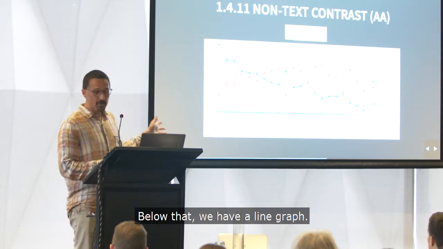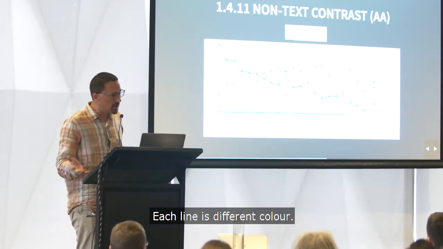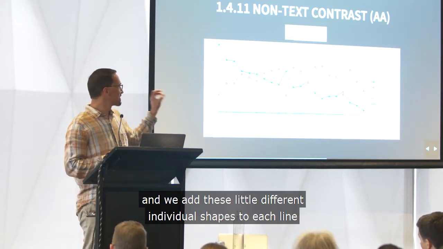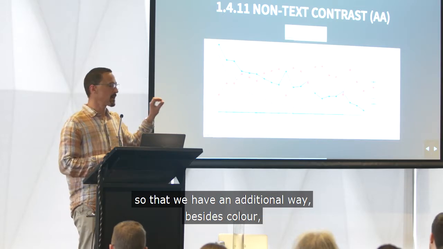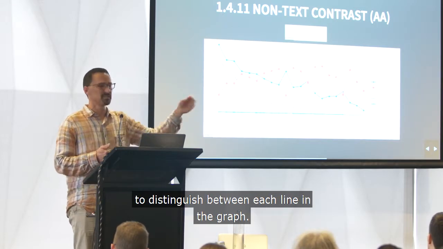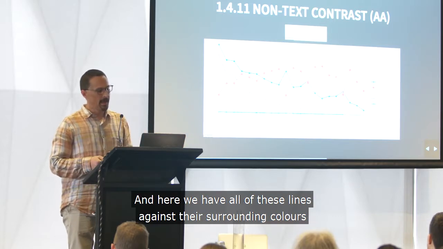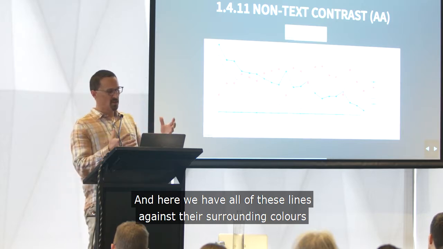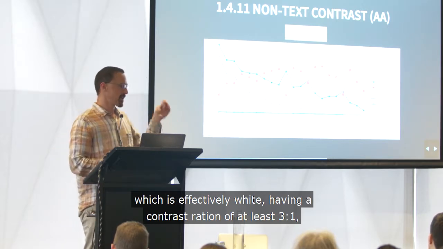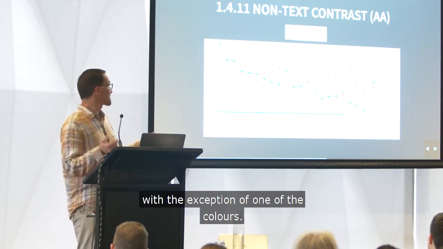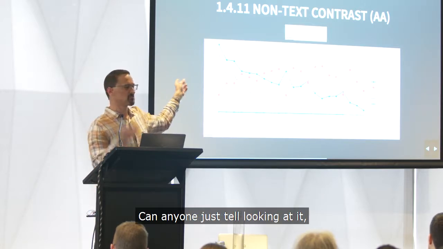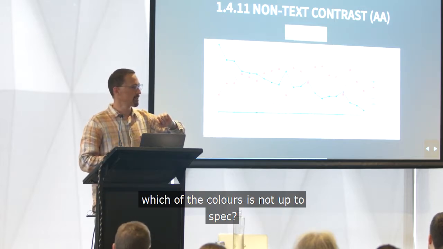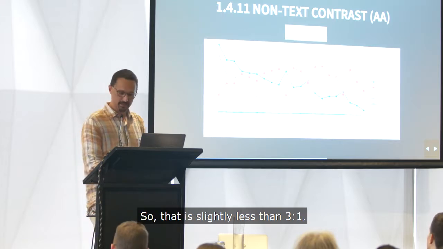Below that we have a line graph. Each line is a different color, and of course, we don't rely on color alone, and we add these little different individual shapes to each line so that we have an additional way besides color to distinguish between each line in the graph. And here we have all of these lines against their surrounding colors, which is effectively white, having a contrast ratio of at least 3:1, with the exception of one of the colors. Can anyone tell, just looking at it, which of the colors is not up to spec? The green, well done. Yep, so that is slightly less than 3:1.